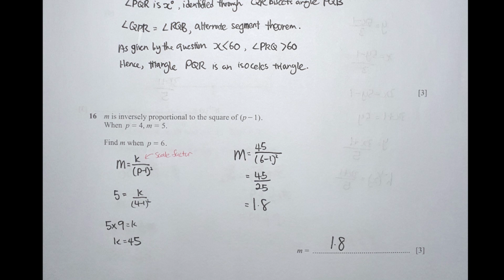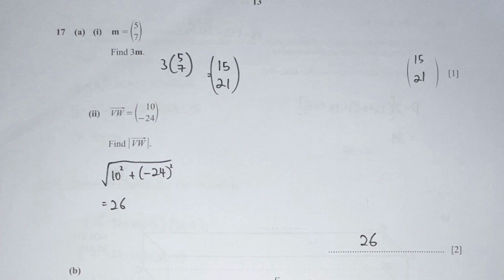Question 17a. Number 1, 3m. Basically multiply the 3 into both the change in x and change in y. You should get 15, 21. Question 2, pretty straightforward. When you see the two lines over there, they are referring to the magnitude. What you need to do is to use Pythagoras Theorem, and that's pretty much it. And you should be able to get 26 as your final answer.